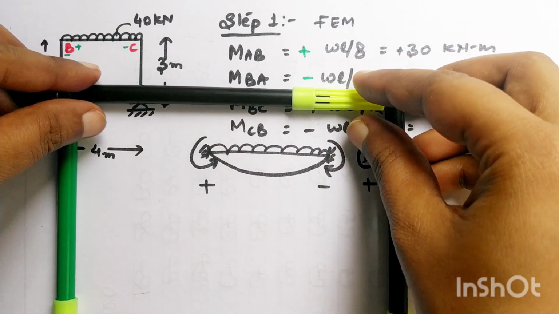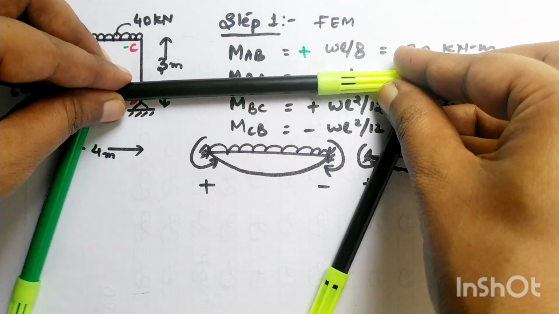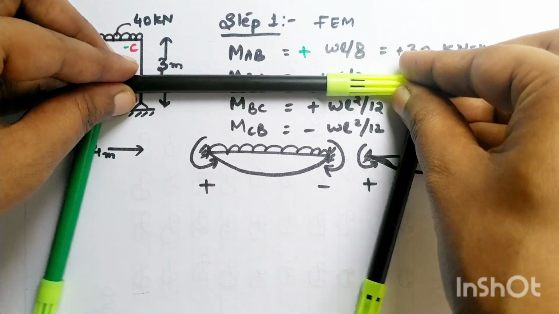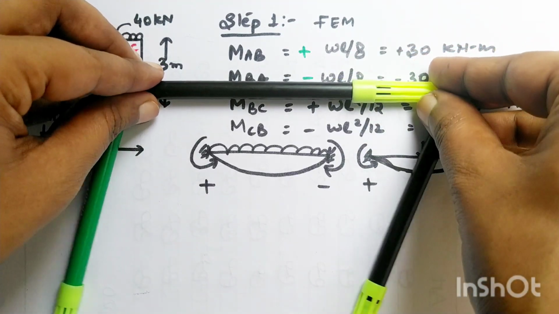So we'll be using this, and you can see this in sway frames. The structure will behave in this way. The story will move and the legs will pretend like this.